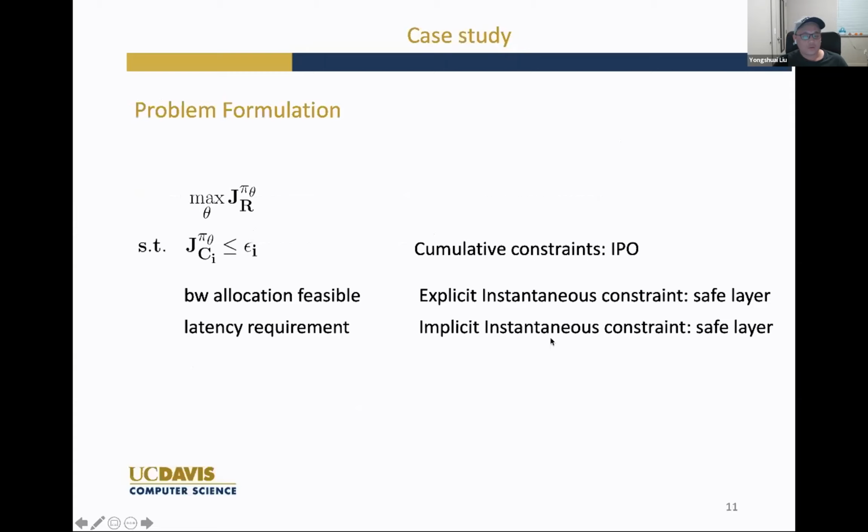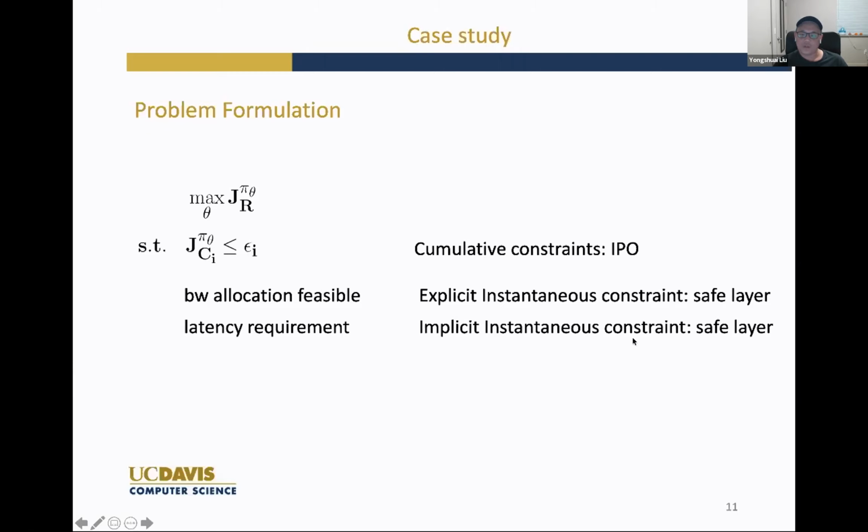Okay, so now we formulate our problem like this. We want to maximize the overall reward, and we also have three kinds of constraints. The first one is the cumulative constraint, which is the satisfaction ratio. Then we have the bandwidth allocation constraint, which is an explicit instantaneous constraint. We also have an implicit instantaneous constraint, the latency requirement.